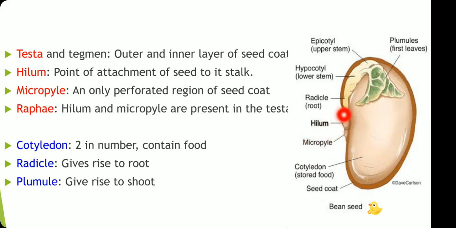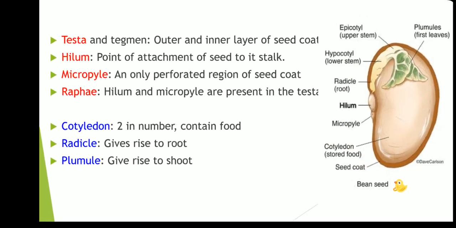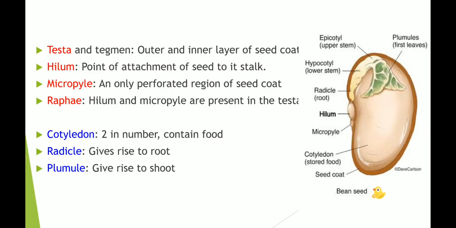And there are two more structures you are seeing, hypocotyl and epicotyl. So epicotyl is the upper stem and hypocotyl is the lower stem. Just keep in mind that radicle develops into root and plumule develops into shoot. So this is the structure of a bean seed.